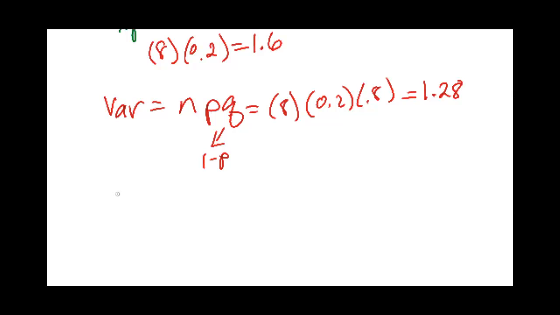If you want the standard deviation, in this case it would be s, because we're looking at a subpopulation of a group. The standard deviation would be equal to the square root of 1.28, which gives you 1.13.